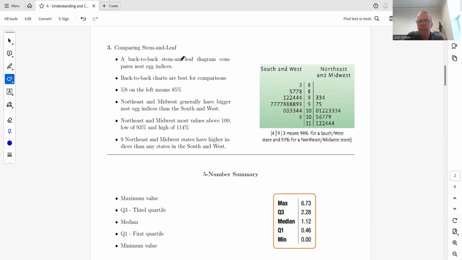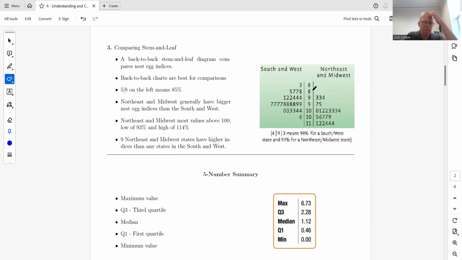So back-to-back stem and leaf compares nest egg indices. Back-to-back charts are best for comparisons. 5, 8 on the left. So if we look over here, 5, 8, that is 85%. So this row would be 85%, 87%, 87%, 88%.